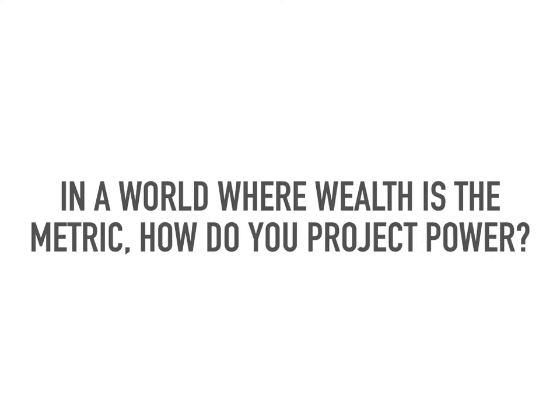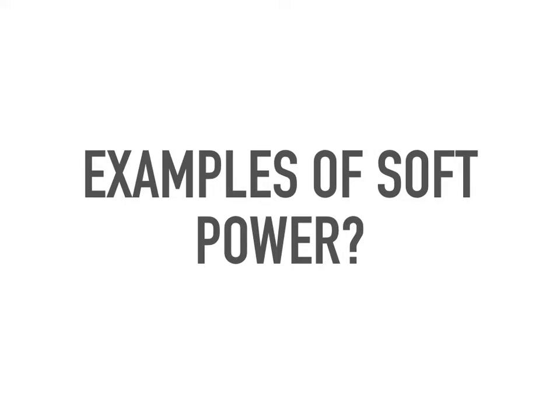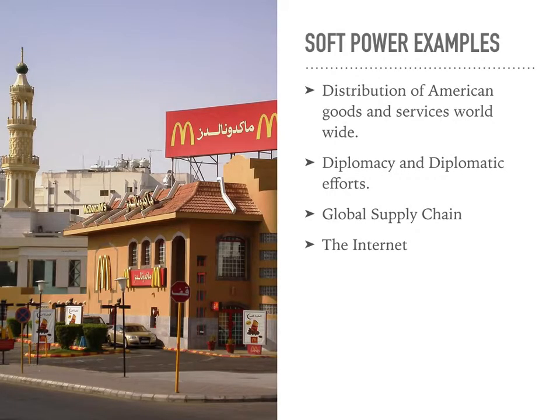And the solution that neoliberals come up with is soft power, which is basically any way that you can project power without using military power. So, what might be some examples? Well, how about this? The distribution of American goods and services worldwide. McDonald's, Apple products, all of this stuff. This is an example not just of American business, but American soft power.